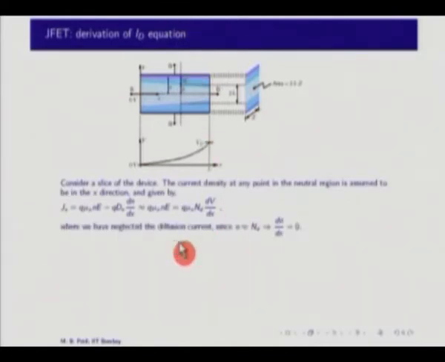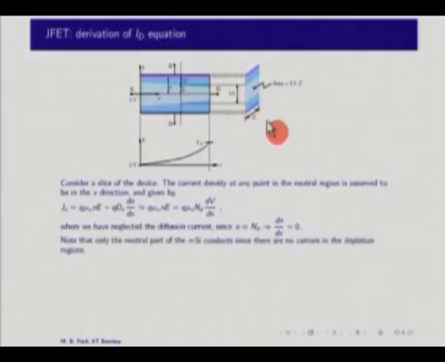Okay, so we have neglected the diffusion current, since the electron density everywhere in the channel is roughly the same, equal to the doping density, and therefore dN/dx is 0. When you differentiate this constant electron density, you get a 0. So what is important in this figure? Note that only the neutral part of the N silicon conducts, the light blue region, since there are no carriers in the depletion region. So the depletion regions are essentially not contributing to any current at all.